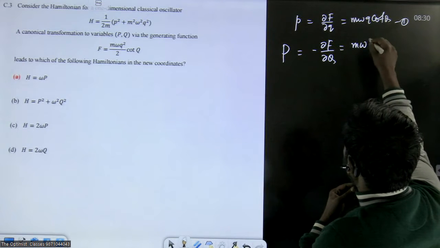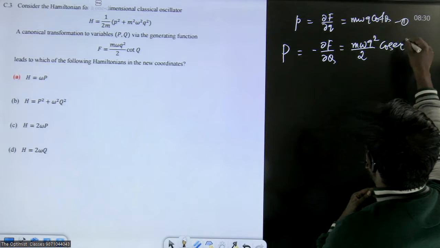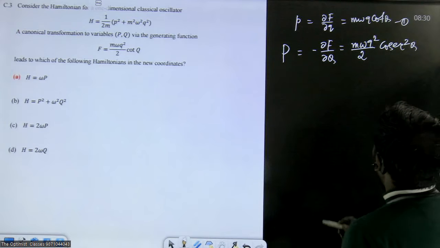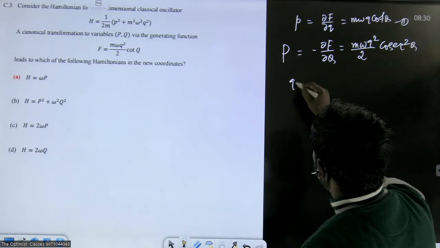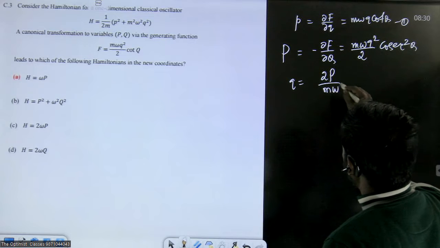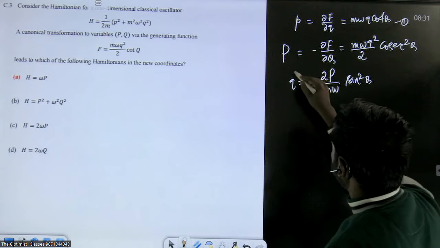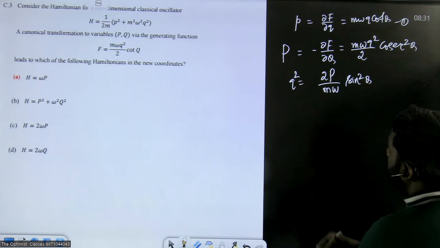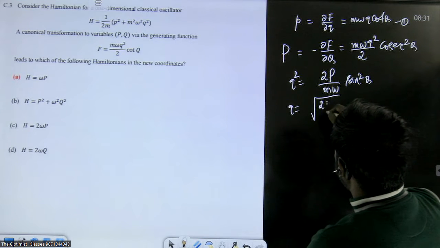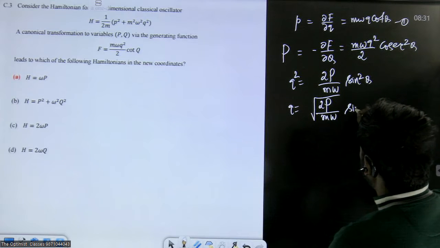So you get here m omega Q square by 2, and here you get cosec square capital Q. All right, so from here you can get the value of Q, which is 2 capital P divided by m omega, and here you get sine square capital Q. So this is the value of Q square actually. If you calculate the value of Q from here, you get root under 2 capital P divided by m omega and sine capital Q.